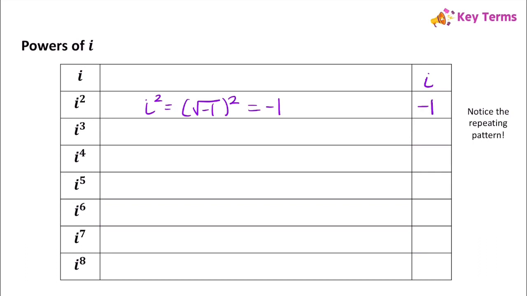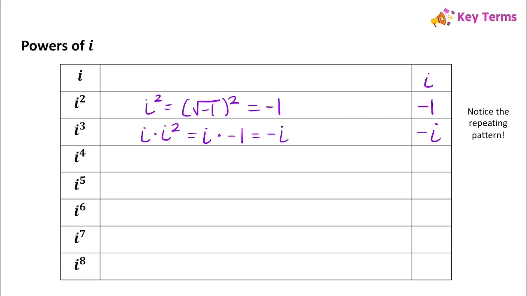Now we can do i cubed. Remember, using our properties of exponents, we can write i cubed as i times i squared. Well, i times i squared is just going to be i times negative 1, so that's going to be negative i. Okay, so i cubed equals negative i.